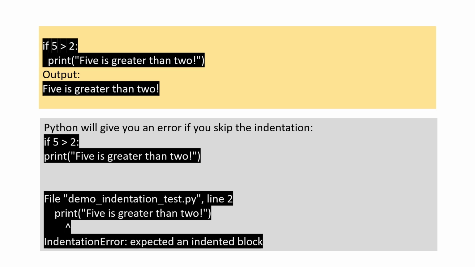For example, if you write the code as: if 5 greater than 2, then the print statement should start with one space left, that is, after the if statement. If you write that with the correct indentation, then the output would be correct.